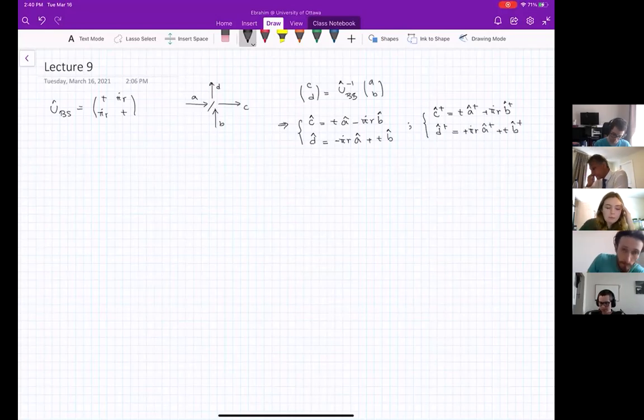Okay, remember that A dagger and A are the creation and annihilation operators of port A, B dagger and B are for mode B, C dagger and C are for mode C, and so on. And we knew very well that A and B commute with each other, including annihilation and creation operators. Consequently, C and D also commute with each other. All right, good.